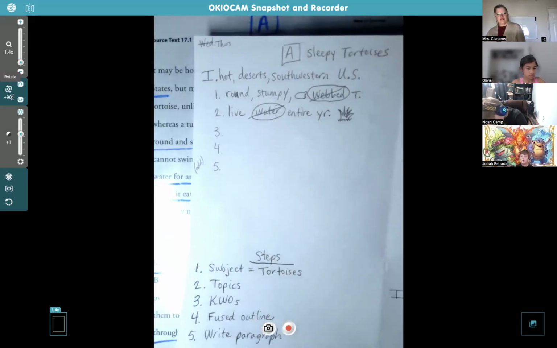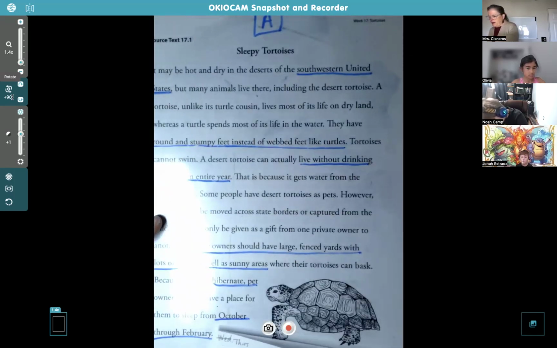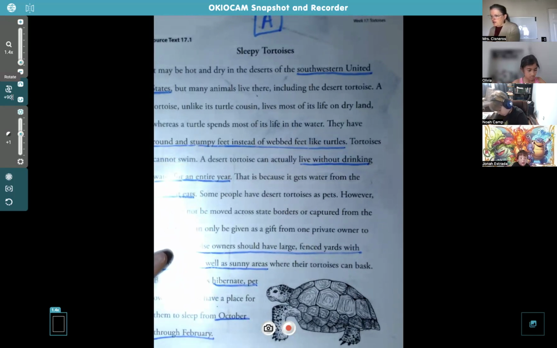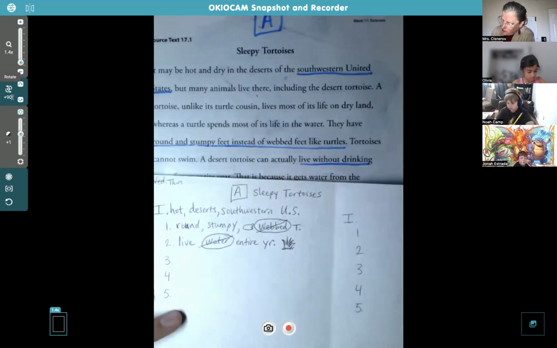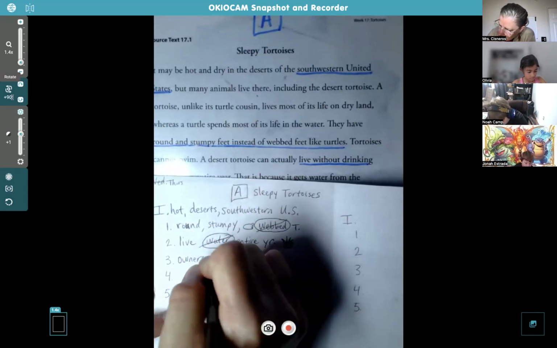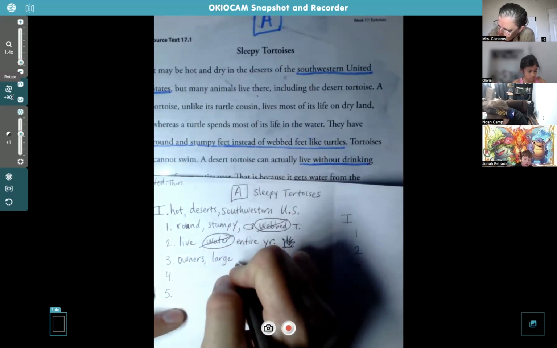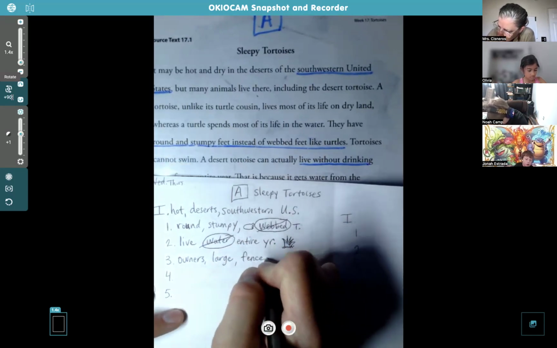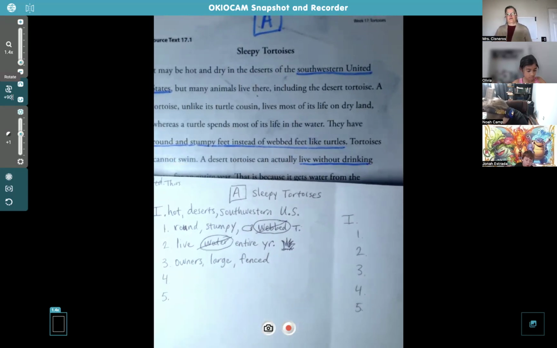Whoa. Okay, so then my next one is tortoise owners should have large fenced yards. So I'm going to put owners, large, fenced. I'm going to put that. The owners should have large fenced yards.